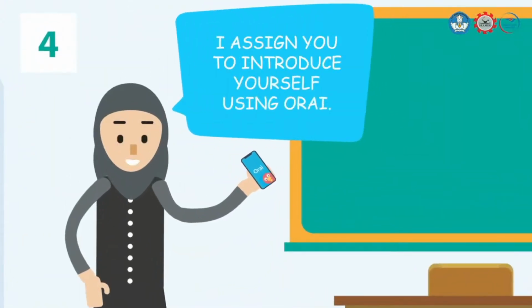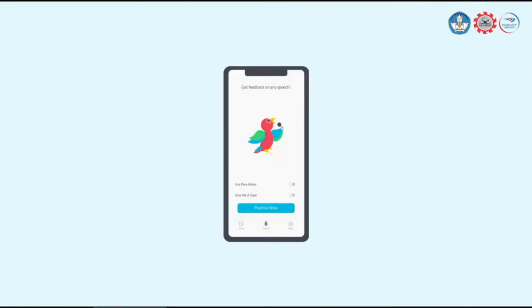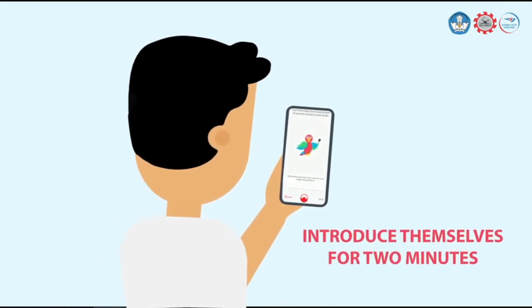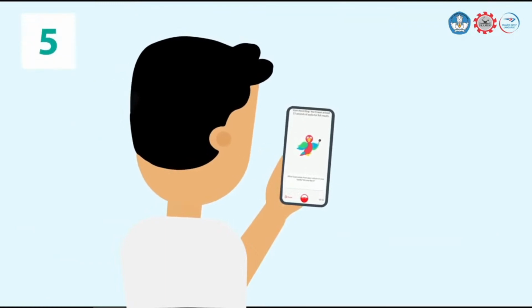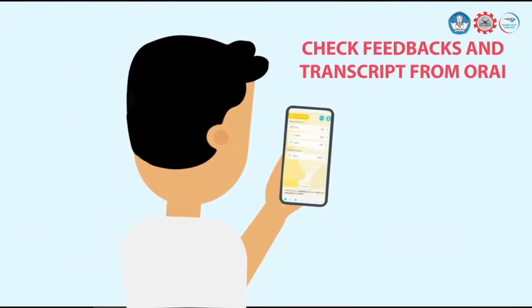Fourth, giving tasks to students to speak about their own self-introduction on the application. Students choose the feature Practice. Click the option Free, then they introduce themselves for 2 minutes. Fifth, asking again the students to check feedbacks and transcript from Orai.